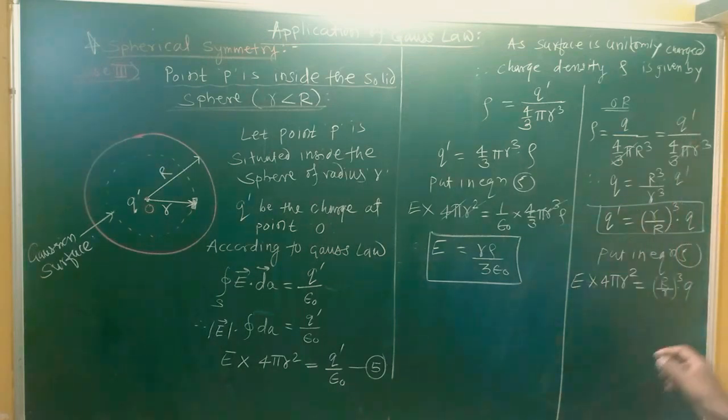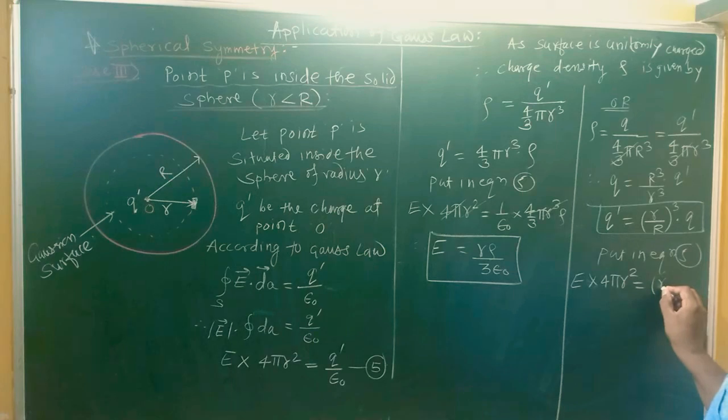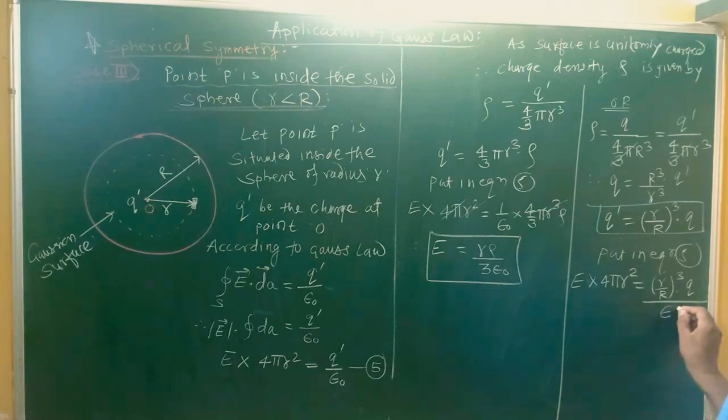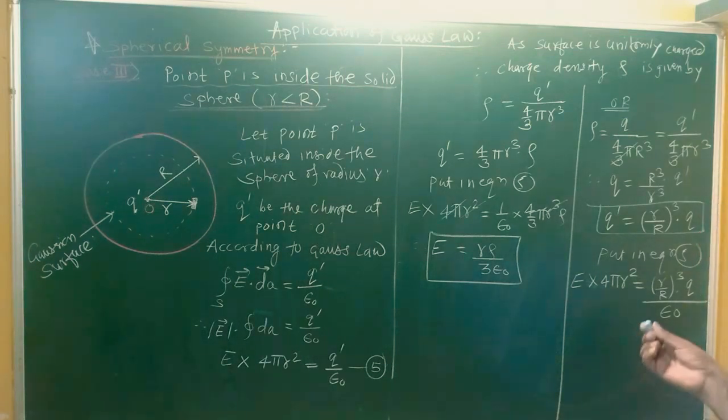Put this in equation 5, and 5 becomes what? Q dash is what? Small r upon capital R. Q dash into Q, this divided by epsilon 0. And finally we have to consider the electric field intensity. What is electric field intensity? Here the constant factor is what?